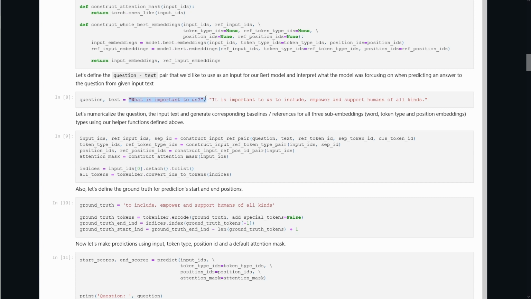What is important to us? This is the question, and the answer is, it is important to us to include, empower, and support humans of all kinds.